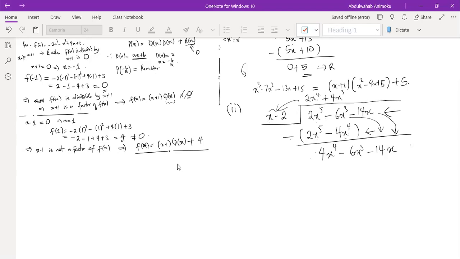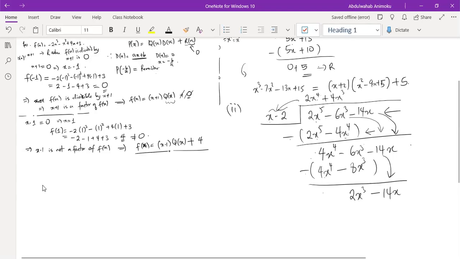So 4x cubed times x, we have 4x raised to the power 4. 4x cubed times minus 2 is minus 8x raised to the power 3. And then we subtract. Now, 4x raised to the power 4 minus 4x raised to the power 4 is 0. Then the next one, minus 6x raised to the power 3, minus, that will become plus 8x raised to the power 3. That will be 8x raised to the power 3 minus 6x raised to the power 3, which gives you 2x raised to the power 3. Then we have minus 14x. We'll bring this down here again.